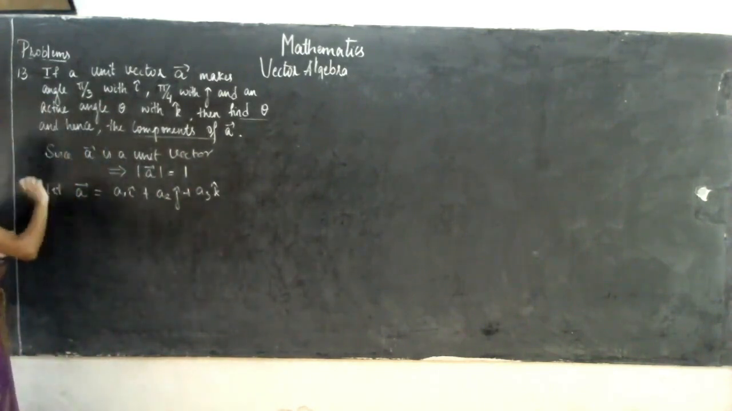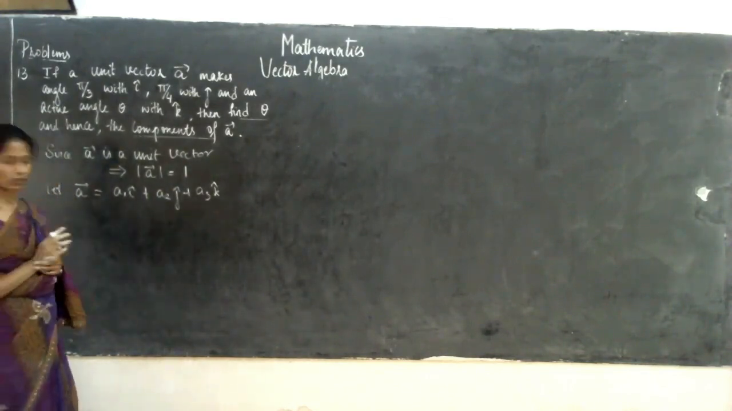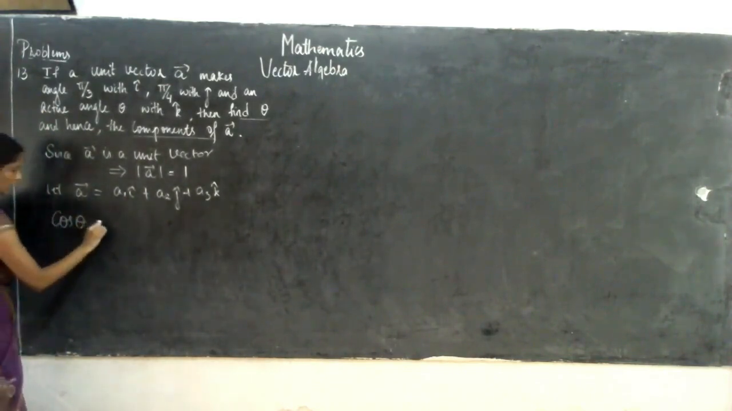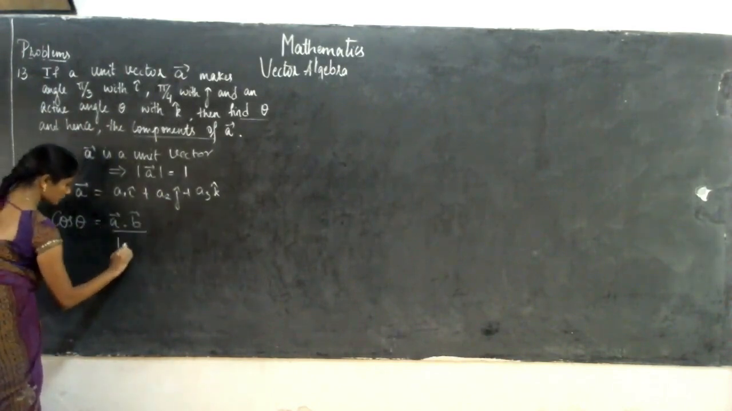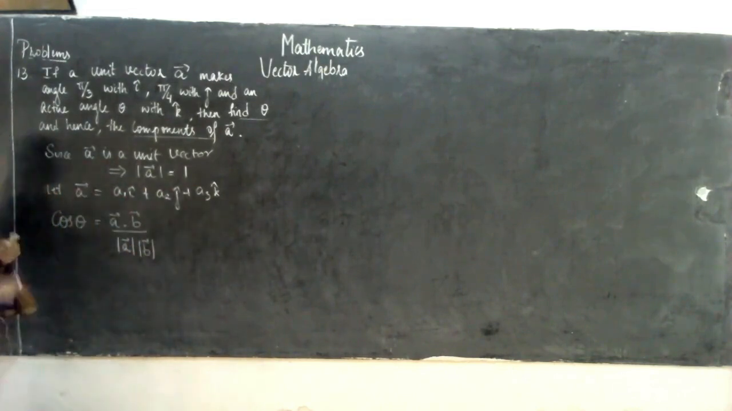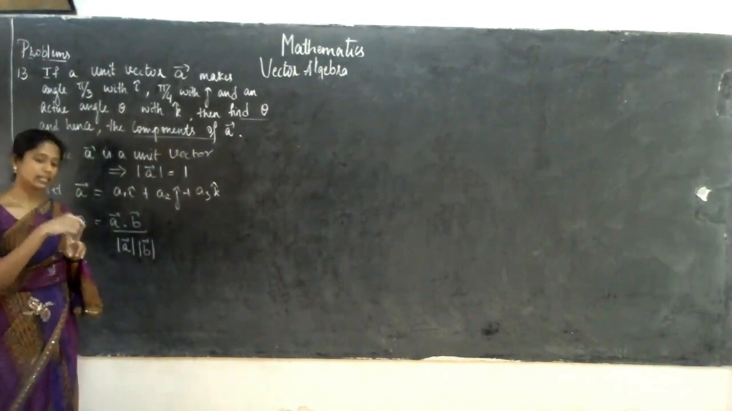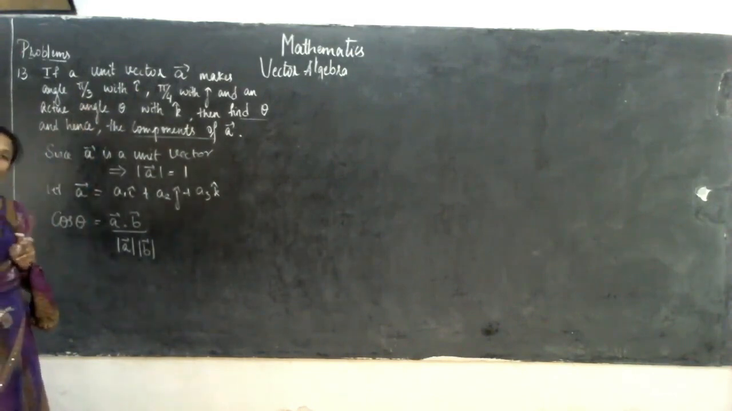Next, what are they given? They are given that vector A makes an angle of pi by 3 with i cap. So here we are going to use the formula cos theta is equal to vector A dot vector B by magnitude of vector A into magnitude of vector B. Here you have two vectors, and the angle made between these two vectors is pi by 3.